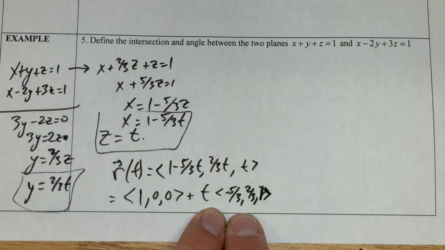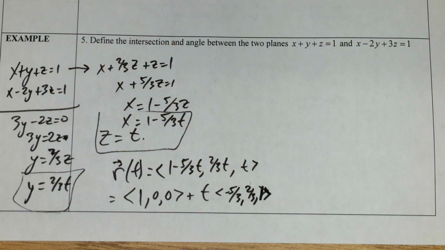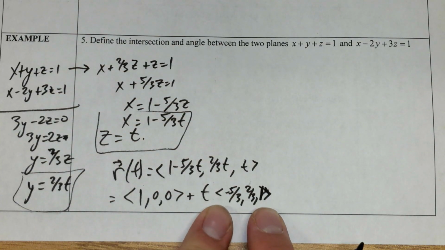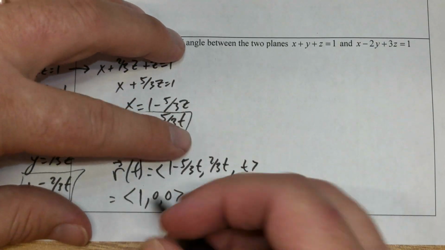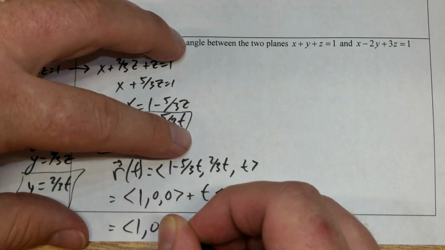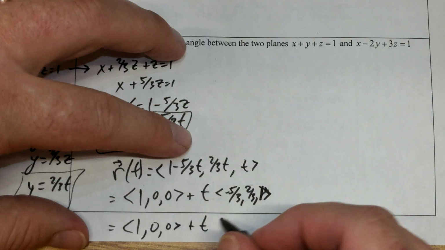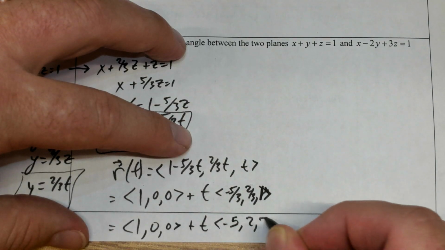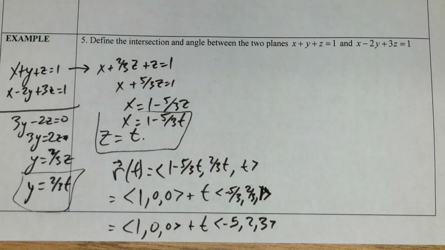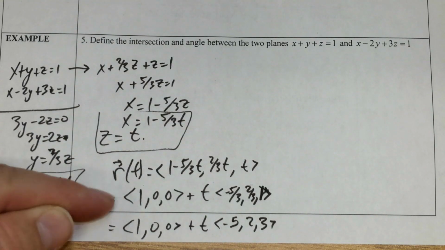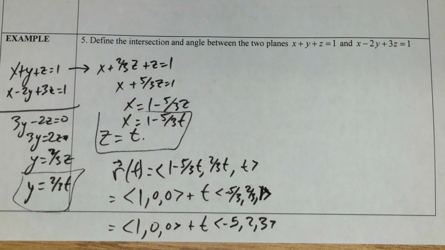But I don't really love these fractions, so I could even use a scalar multiple, a parallel vector to this one. So I could also do something like this, and it would still be the tangent line. Both of these would be acceptable solutions. I could even turn them into symmetric equations if I cared to.